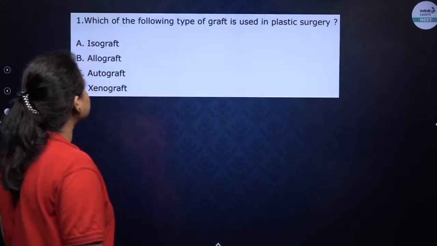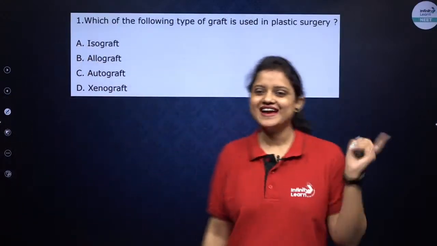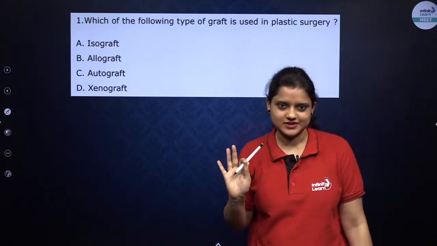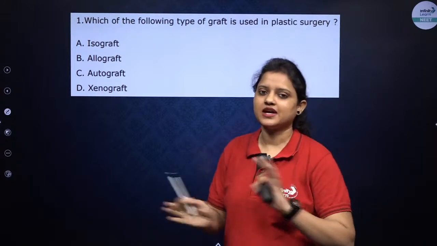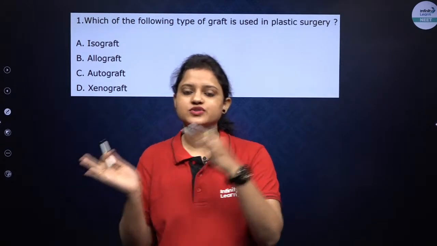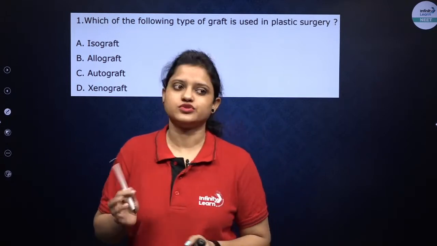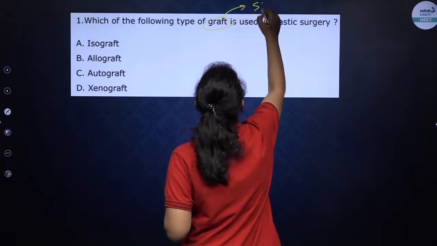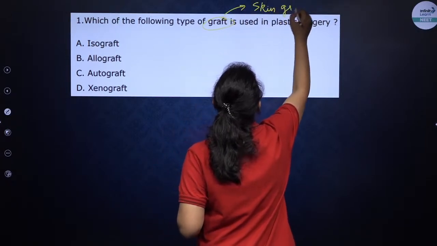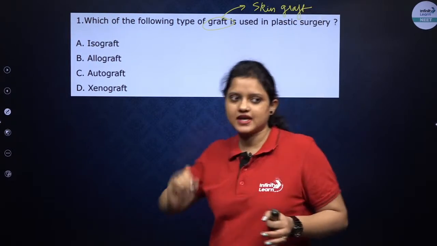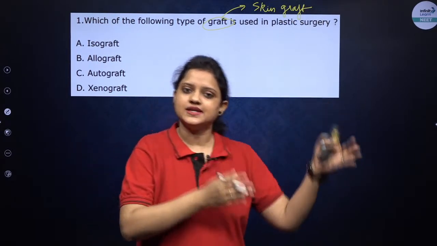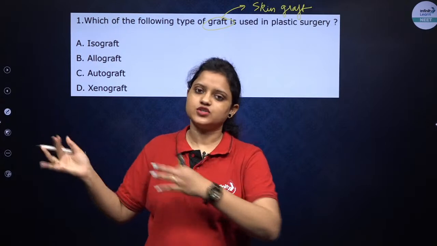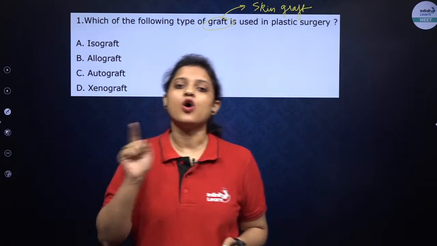So the first question on your screen is this one. Which of the following type of graft is used in plastic surgery? Now, we will discuss everything related to grafts. In plastic surgery, which graft is used? Skin graft is used, right? And this skin graft is usually taken from the same individual itself. Taking the skin graft from the same individual and using it, this type of graft is known as autograft.